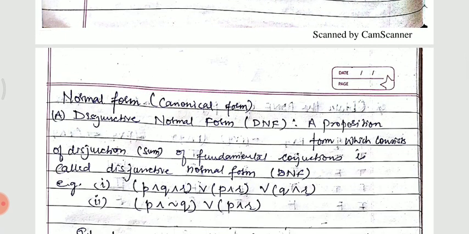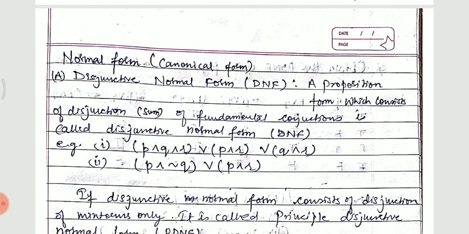Now we are moving towards normal forms, that is, canonical form. That's a very important thing, and at least one sum will be there in your midterm exams or university exams. So first of all, we have the disjunctive normal form, that is DNF. What is that? First of all, we are taking the definition.